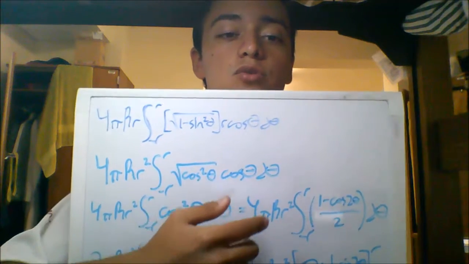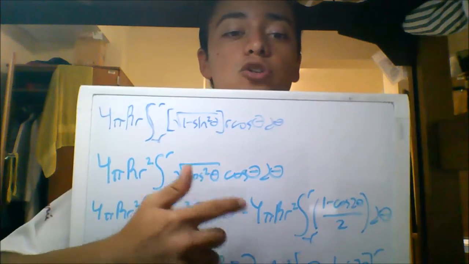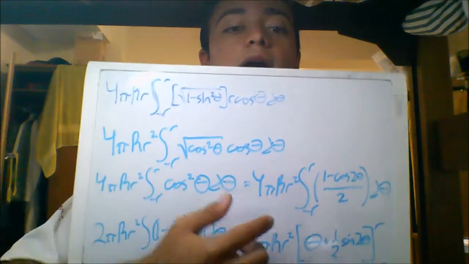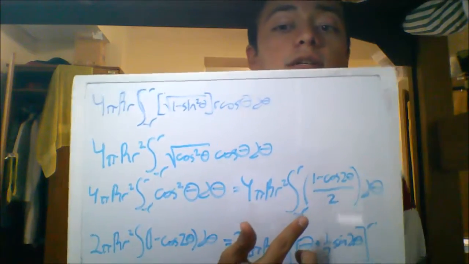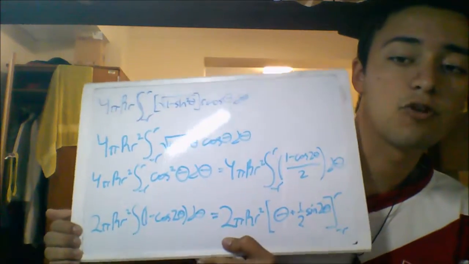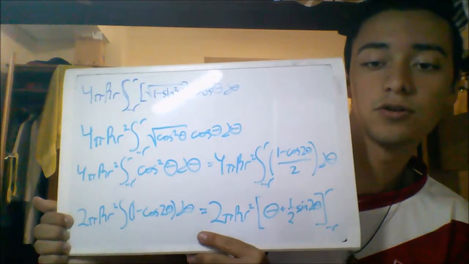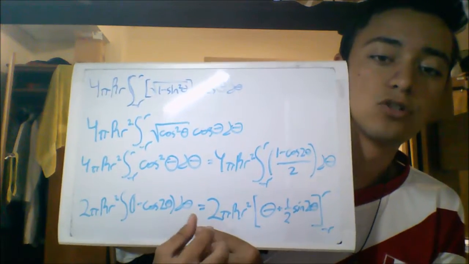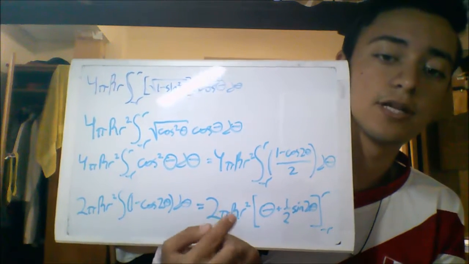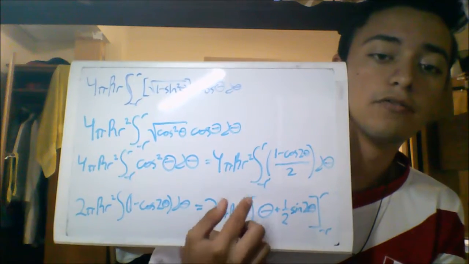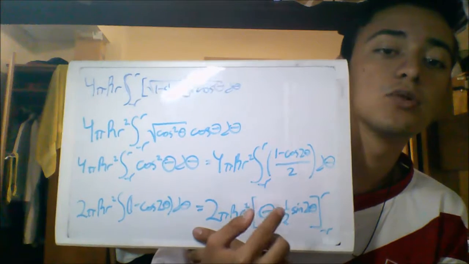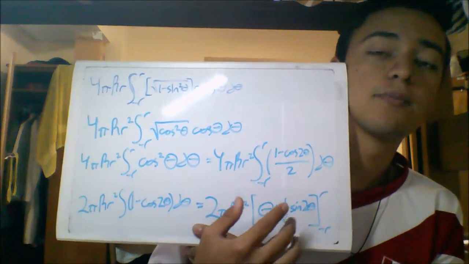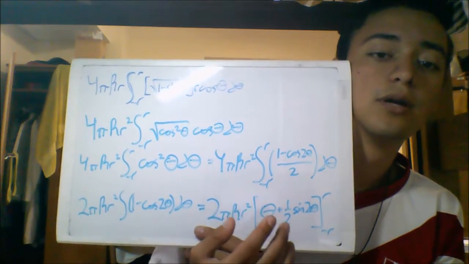Using our trig identities, we know that cosine squared is equal to 1 plus cosine 2 theta over 2. The 1/2 is another constant, so we take that out to the front, and the 4 becomes a 2 in front of the integral. Then we can finally integrate this and get 2 pi outer radius r times inner radius r squared times theta plus 1/2 sine 2 theta from negative r to r. Now we can plug in our limits and get the answer.